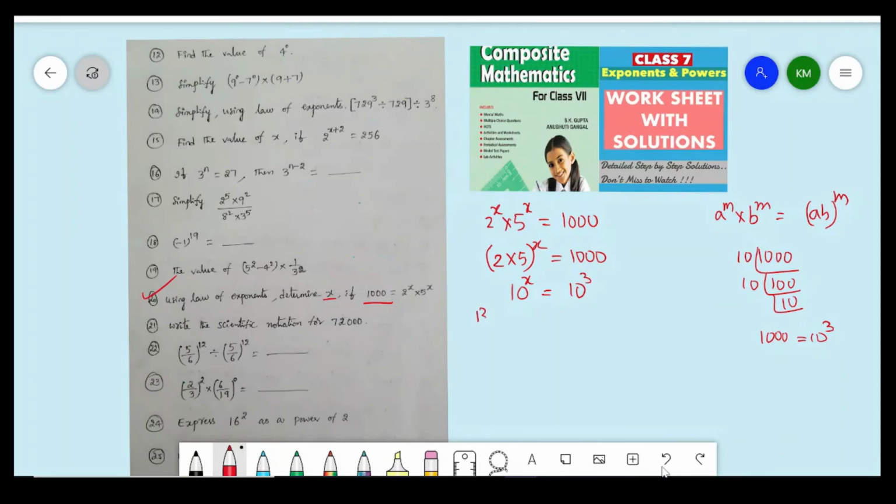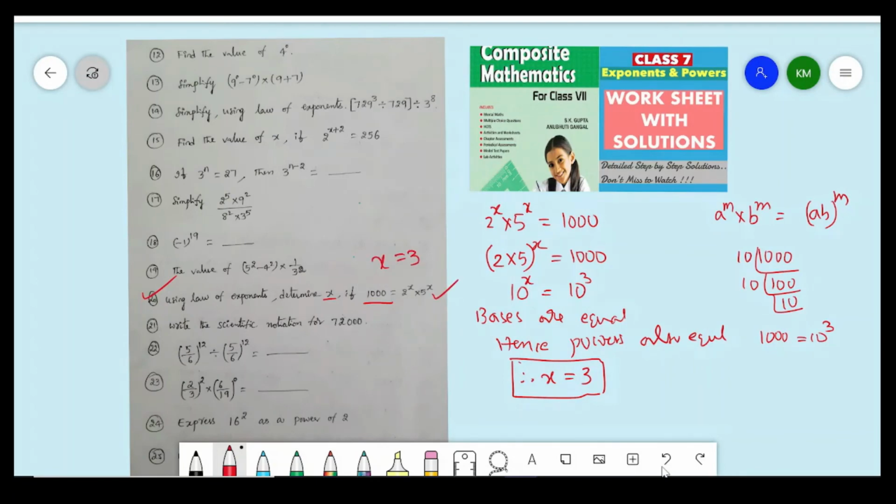Here the bases are equal, hence the powers are also equal. Therefore x is equal to 3 here. So the answer for the value of x for this problem is x is equal to 3.